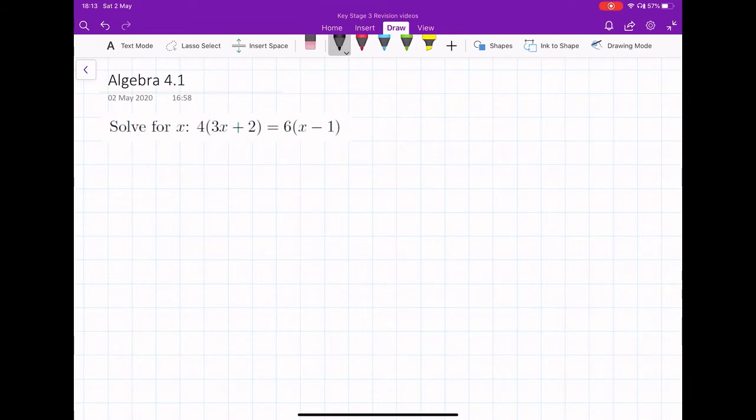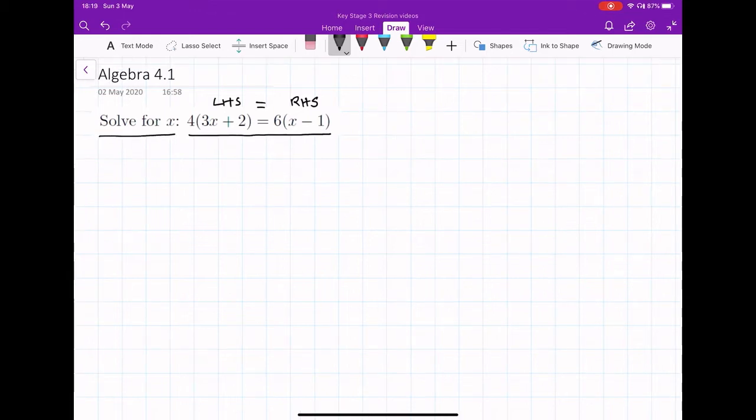Here we are given an equation. There's your equation. We know it's an equation because we've got something on the left-hand side, an equal sign in the middle, and something on the right-hand side. And we're asked to solve for x. But what does that mean, solve for x?